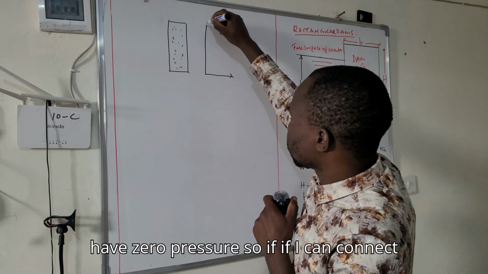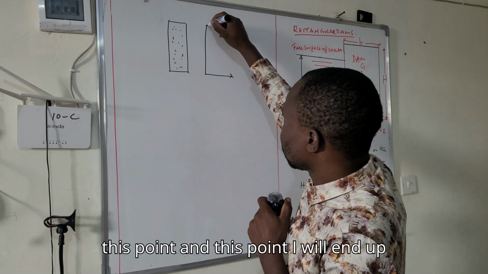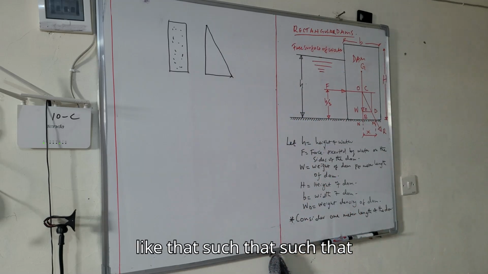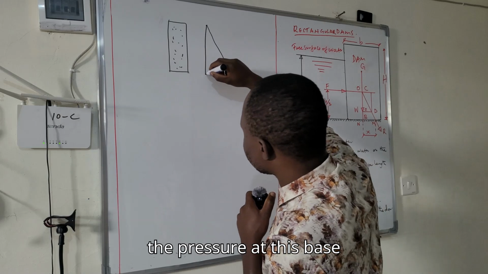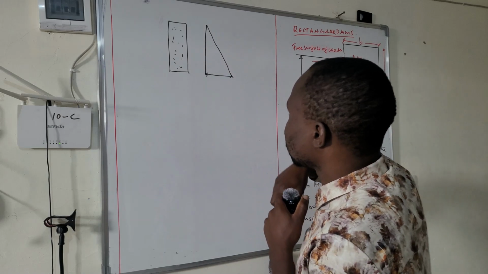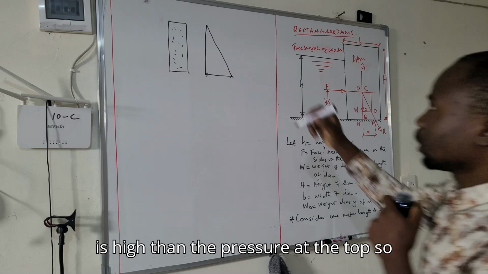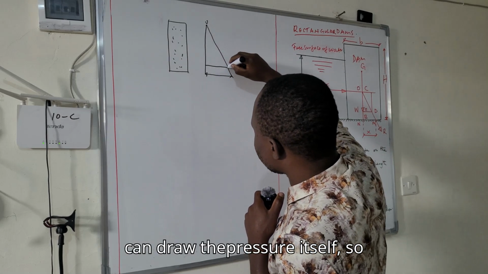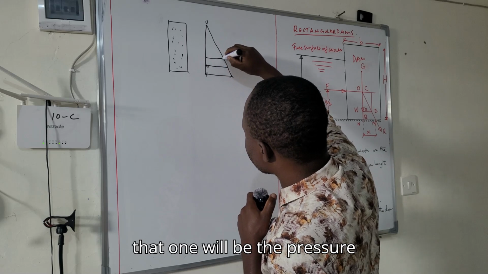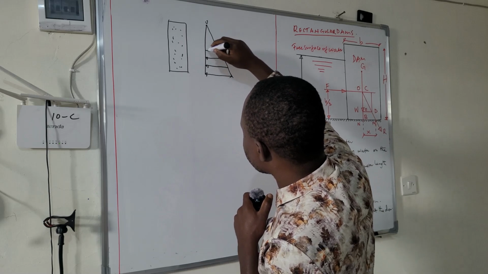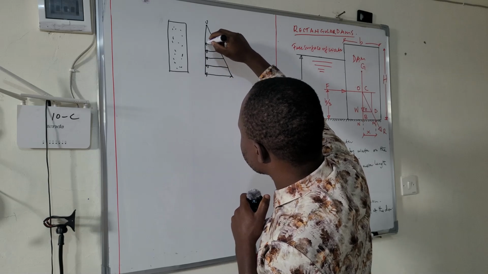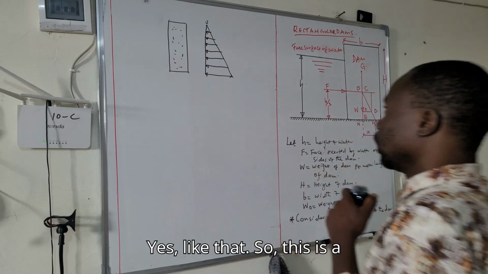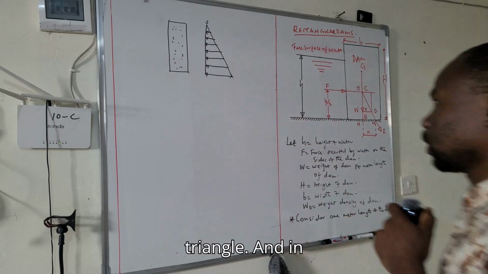If I connect this point and this point, I will end up having a triangle like that, such that the pressure at this base is higher than the pressure at the top. So here is 0 and here is high. If I draw the pressure itself, that will be the pressure diagram. Yes, like that. So this is a triangle.